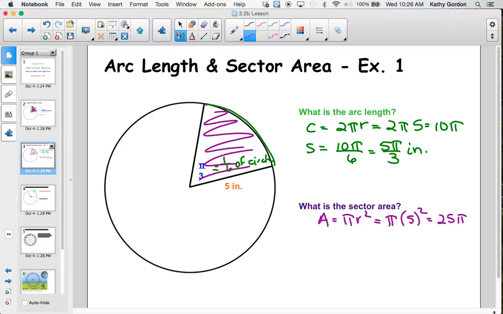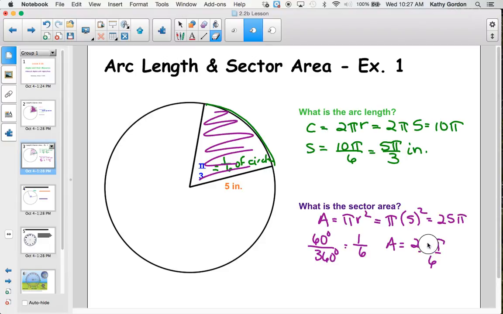Okay, didn't catch what you were saying there, but now I understand. So she's saying that this ends up being a 60-degree angle out of the total 360 degrees of a total circle. That also gives us that idea of this being 1/6 of the circle. So if I take this 25 pi and divide by 6 again, that's going to give us the area that we want. Clean that up just a little bit.